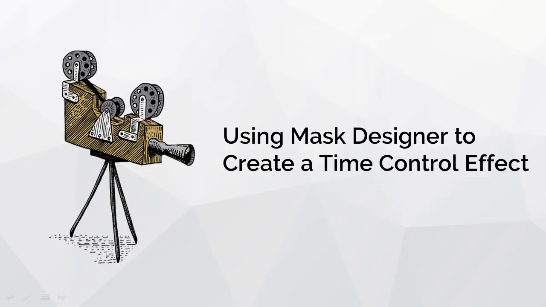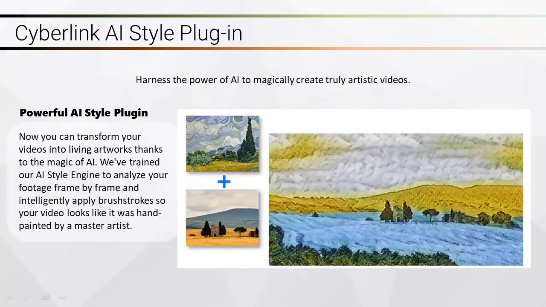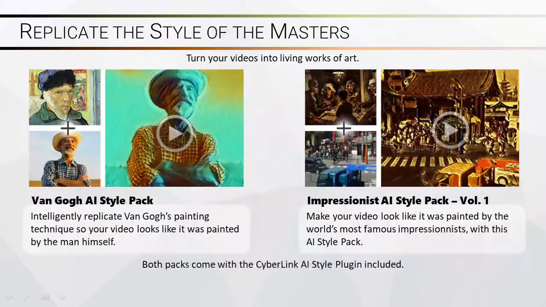Okay, so we already did this, and next we're going to show you our brand new AI style plugin and packs, which can turn your videos into art. We were inspired by a movie called Loving Vincent, and now we have trained our AI style engine to analyze your footage frame by frame and apply brush strokes so that your videos will look like they were hand painted by a master artist. Now we have the Van Gogh AI style pack and also an impressionist AI style pack, which you can use to apply different types of painting styles. And let's have a look at how to use it.